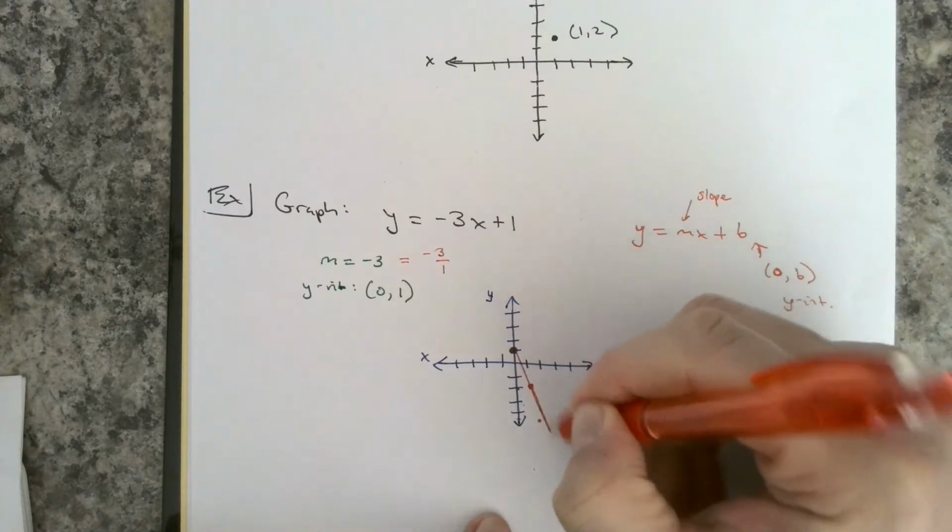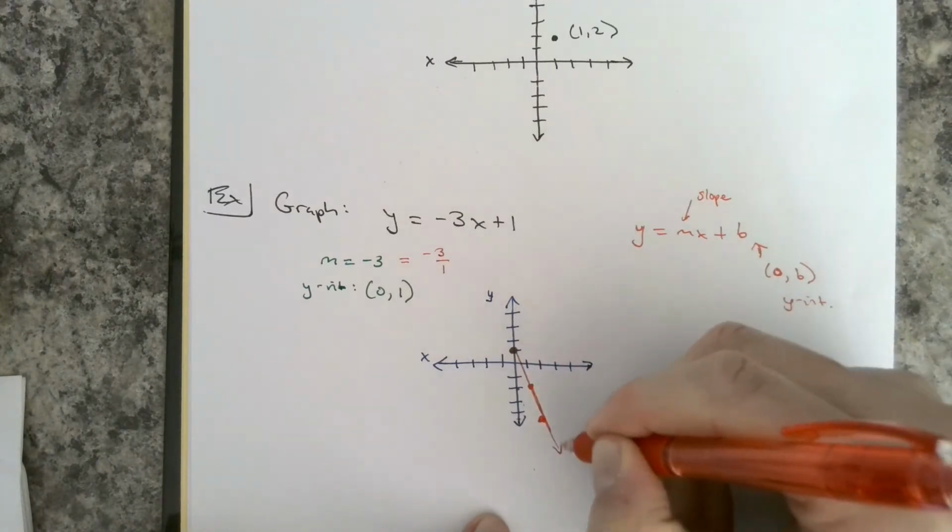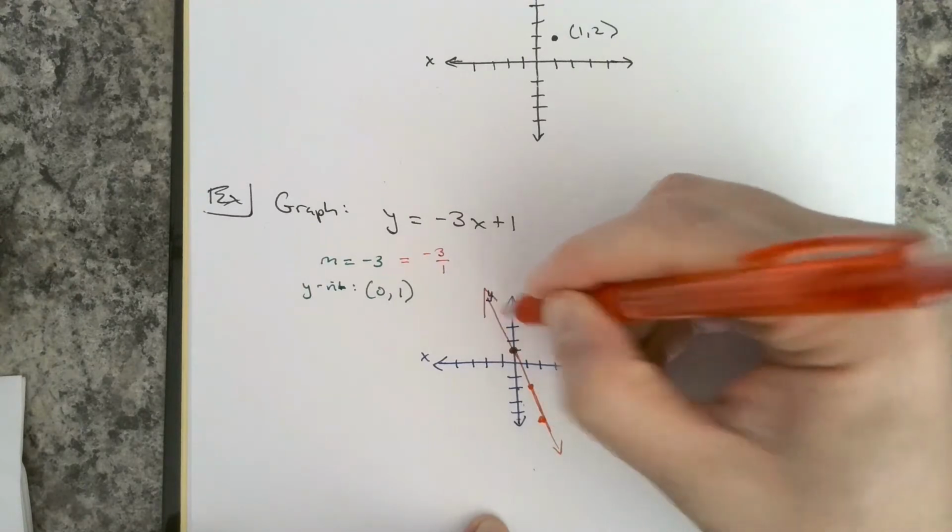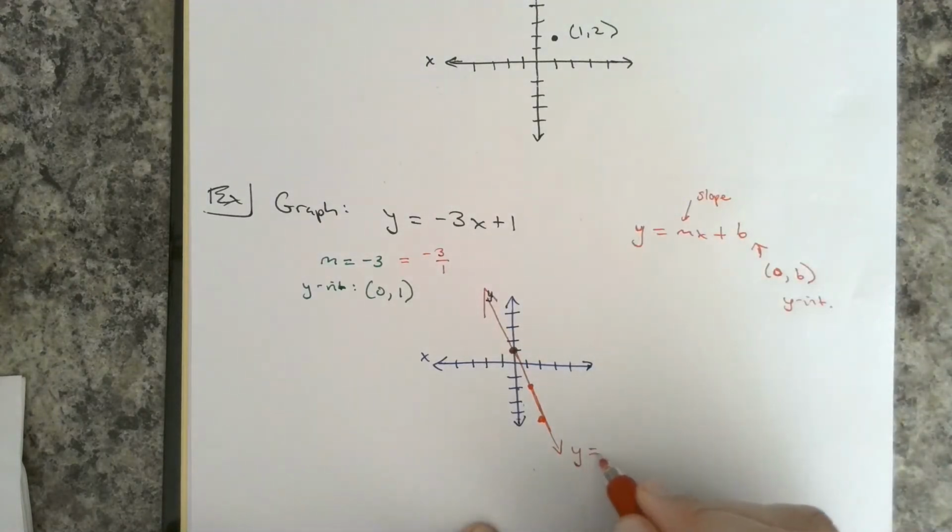But the point being that you draw your line through there, arrows on the end, and this is the line y equals negative 3x plus 1.